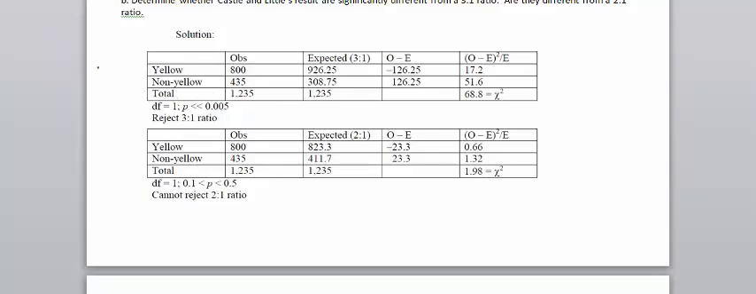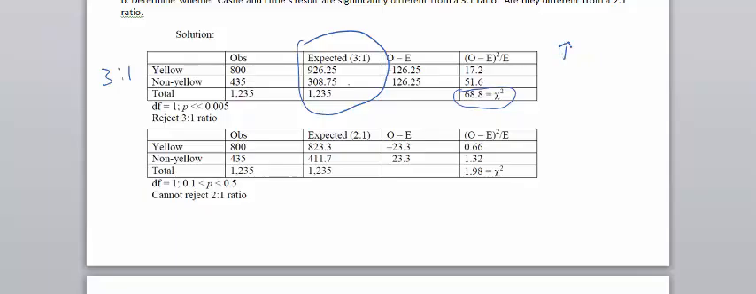Here they're testing the 3-to-1 ratio. So they're calculating their expected based on 3-to-1. So they multiply the total by 3/4, and they get this. Multiply the total by 1/4, and they get this. They do a chi-square, and they get a huge chi-square. And with 1 degree of freedom, that's going to be way to the right, and you can get a really, really low.